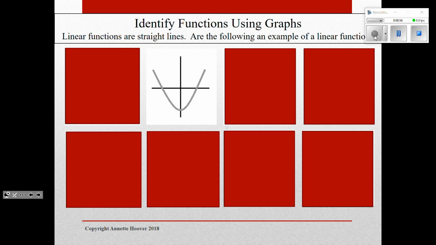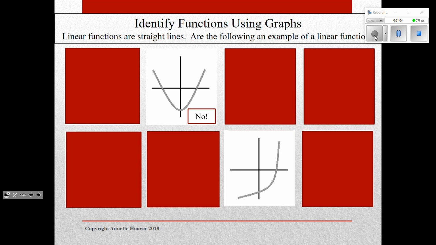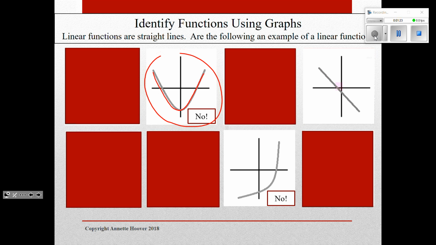First question, is this a straight line? Well, obviously it is not, so there is no way that this could be a linear function. In this one, by the way, happens to be quadratic, and this is called a parabola. That's going to be with our quadratic equations. The second one here is not a straight line. This one happens to be an exponential function. We'll look at that in a lesson or two, but that's not straight, so it's not linear.